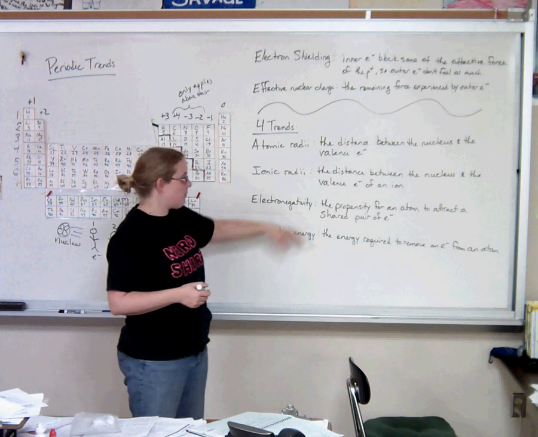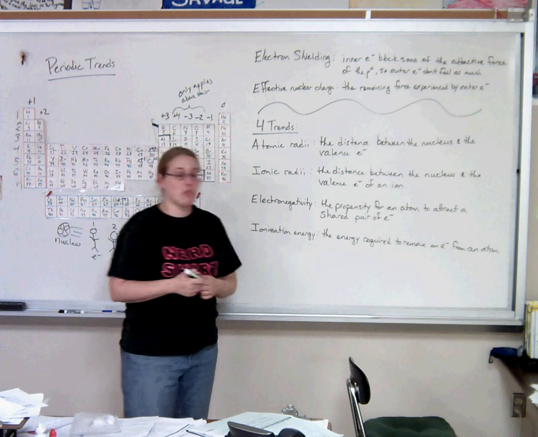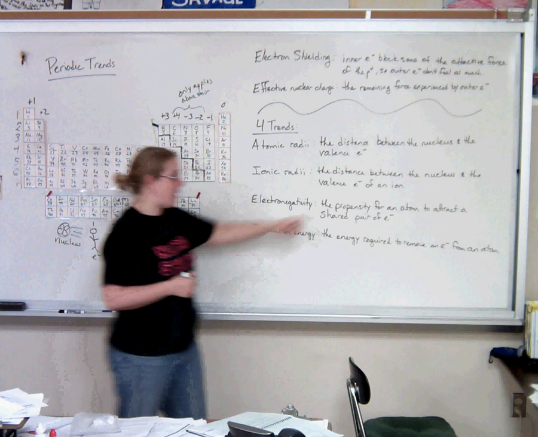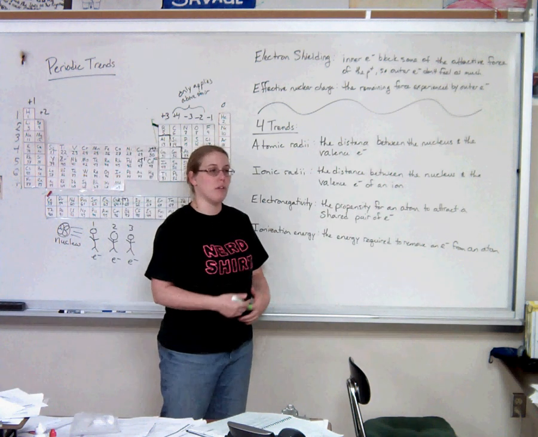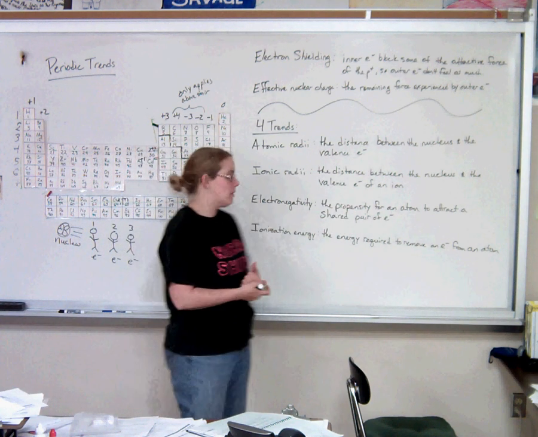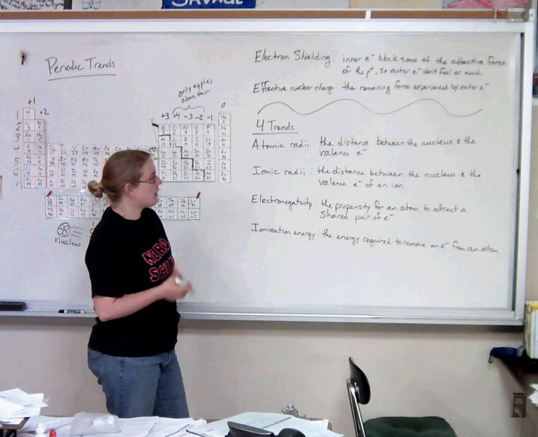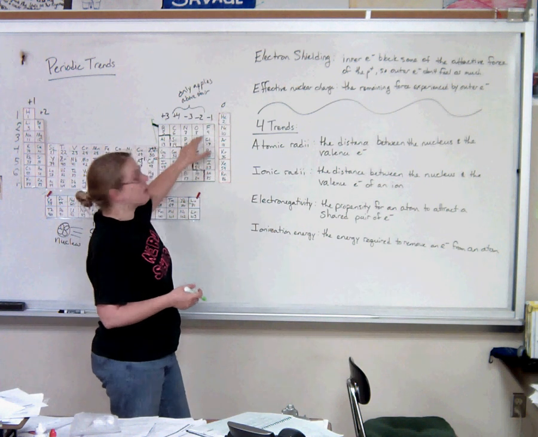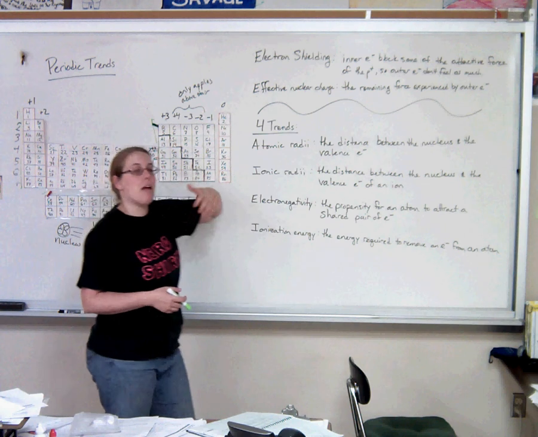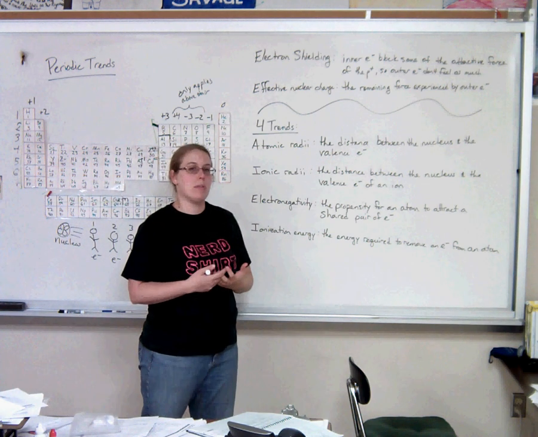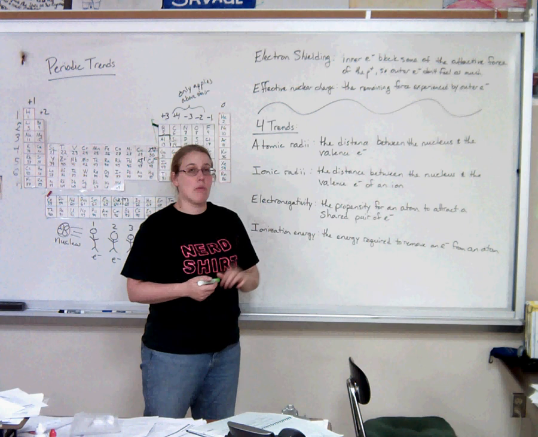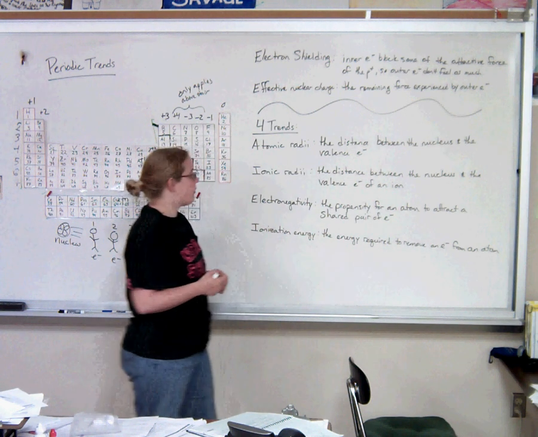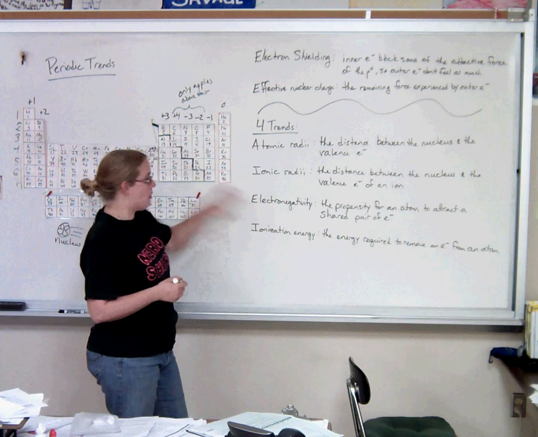Electronegativity, the propensity for an atom to attract a pair of shared electrons. Good SAT word for you, propensity. It means the likelihood or the tendency to do something. So what is the likelihood of a sulfur atom to attract electrons away from another atom when they're sharing them? And they share them when they make chemical bonds. We're going to talk more about that when we get to Unit 7. Okay? But for right now, we're just going to know what the electronegativity does.